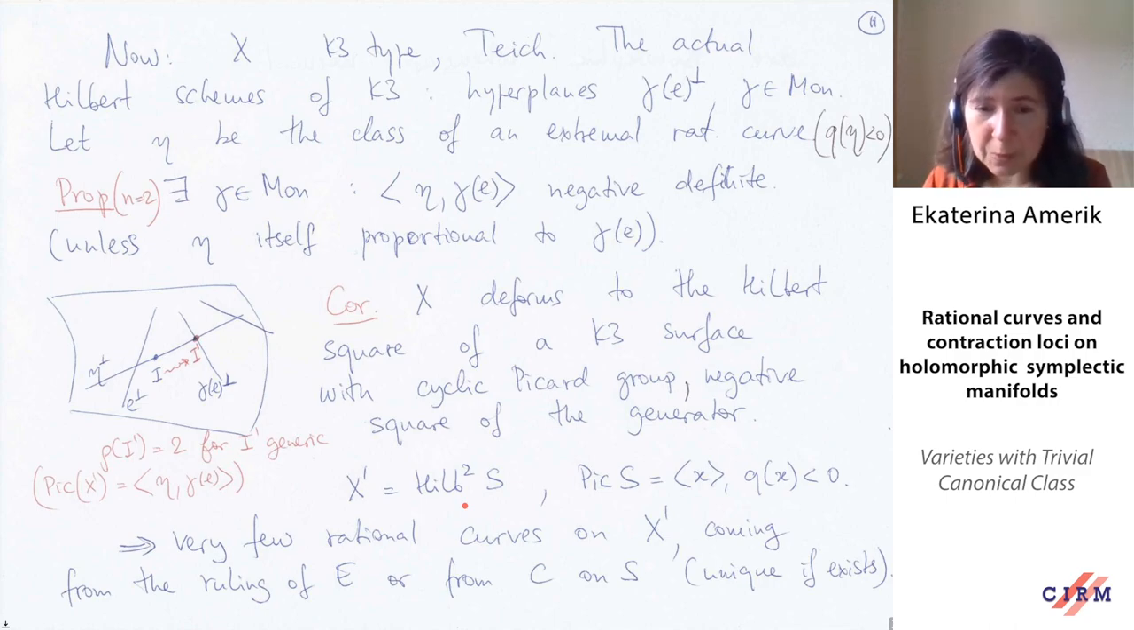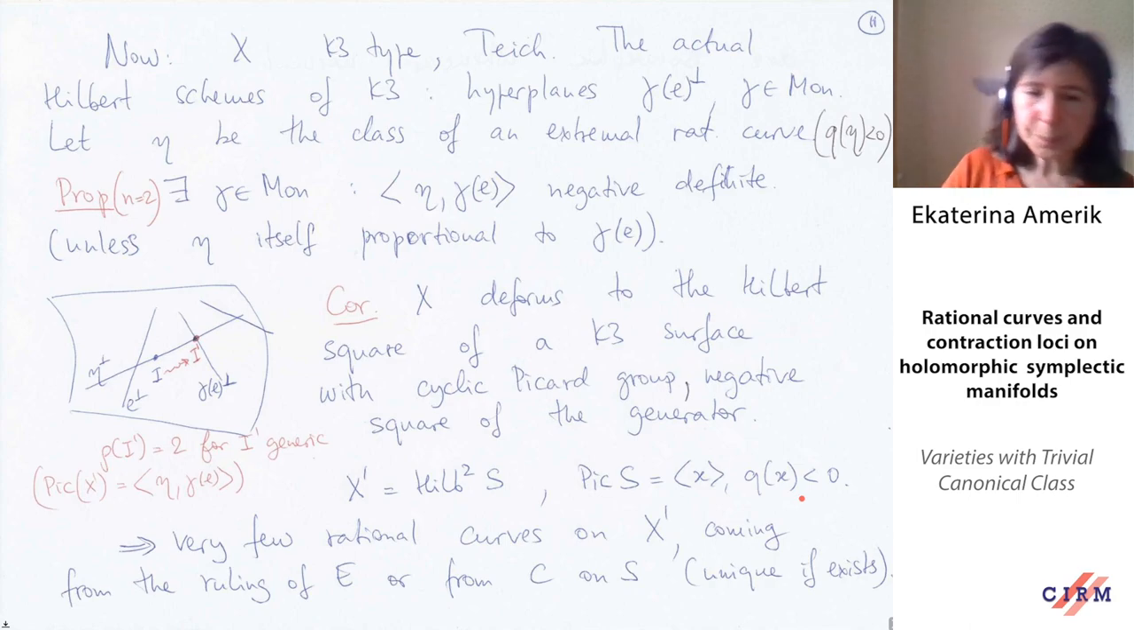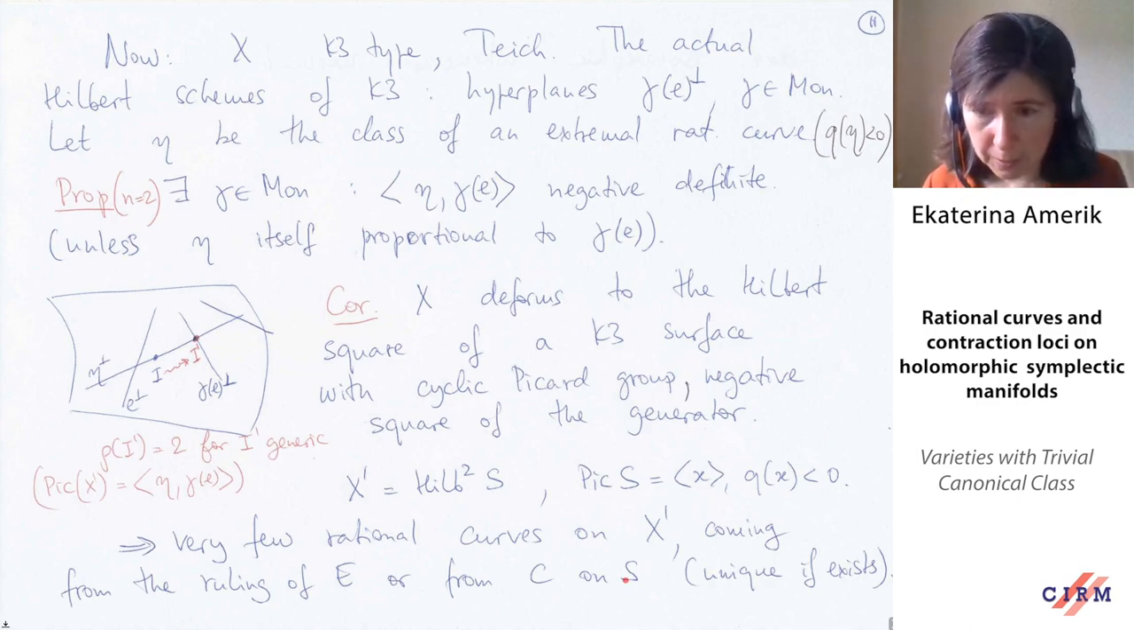On such an X prime, I have, of course, very, very few rational curves. On S, maybe I don't have rational curves at all. Maybe I have a single rational curve C in this class X. Well, Q of X is then, of course, equal to minus 2, okay? It's easy to see that the rational curves on X prime are actually coming from the ruling of this exceptional divisor. This is always present.